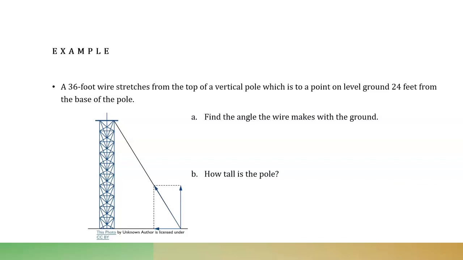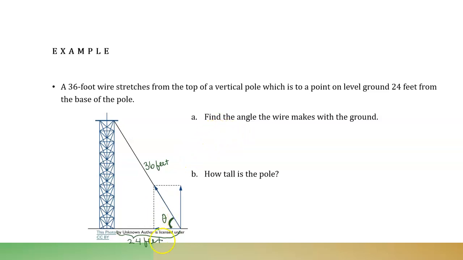Okay, the next example, I have a 36-foot wire. So my wire is 36 feet long. It stretches from the top of a vertical pole to a point on level ground 24 feet from the base of the pole. So we have 24 feet. Find the angle of elevation that the wire makes with the ground. So we're trying to find this angle.